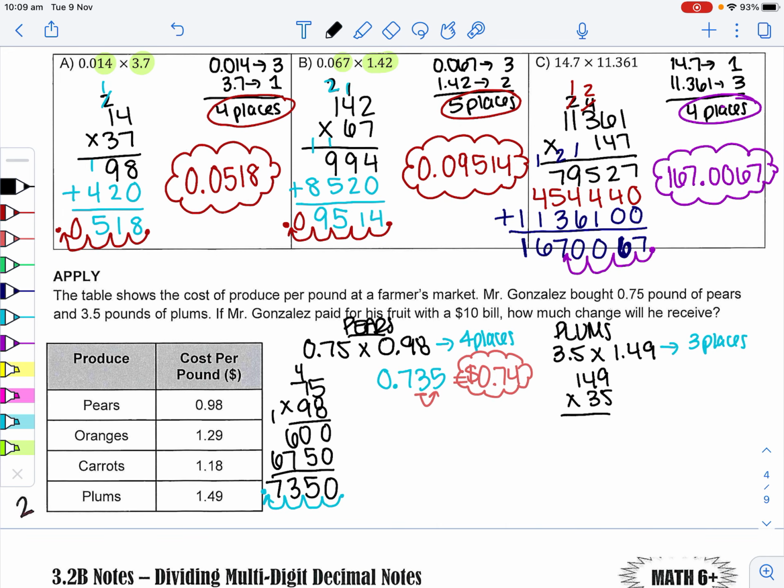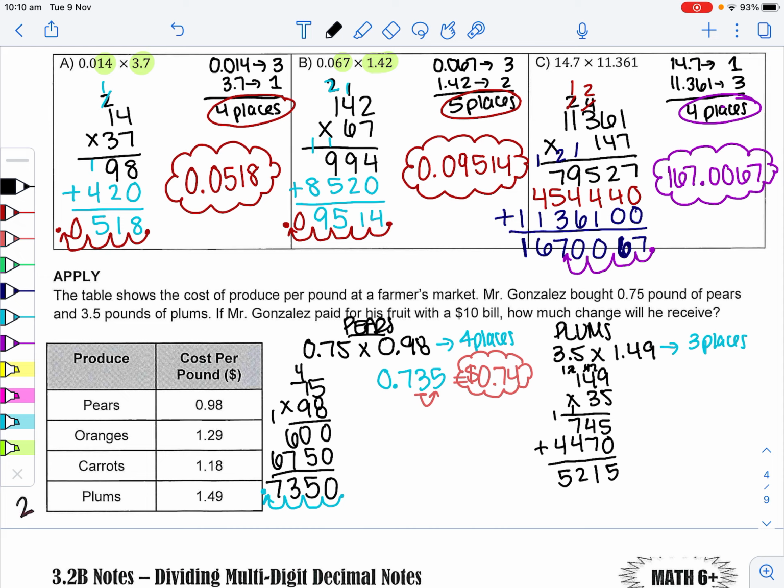Now I'm going to do my other multiplication. So 5 times 9 is 45. 5 times 4 is 20, plus 4 is 24. 5 times 1 is 5, plus 2 is 7. I move over. 3 times 9 is 27. So carry the 2. 3 times 4 is 12, plus 2 is 14. So I'm going to carry a 1. 3 times 1 is 3, plus 1 is 4. Now I can add. 5 plus 0 is 5. 4 plus 7 is 11. 4 plus 7 is 11, plus 1 is 12. And 4 plus 1 is 5.